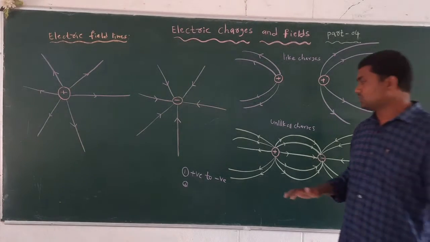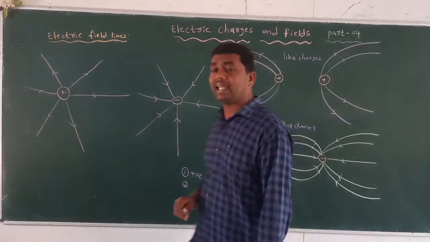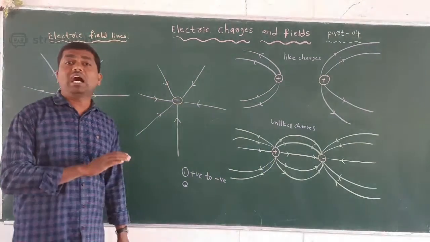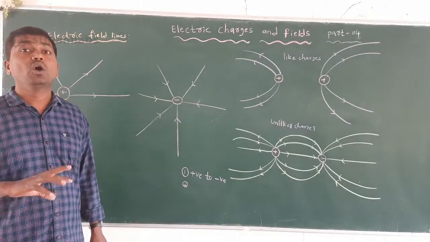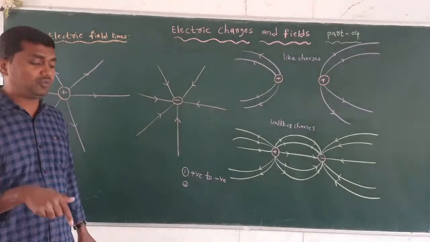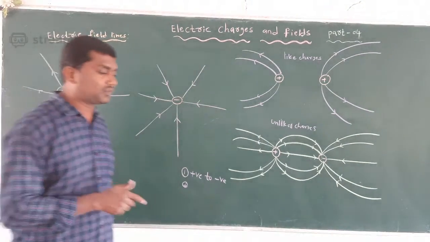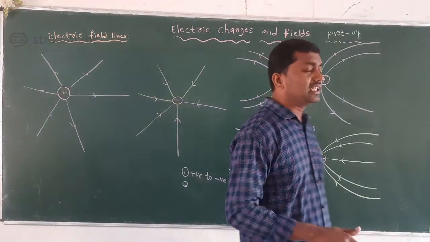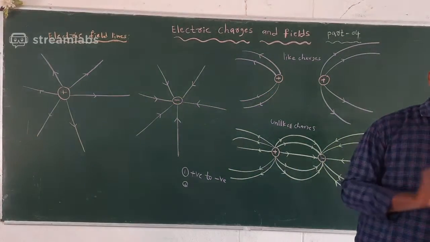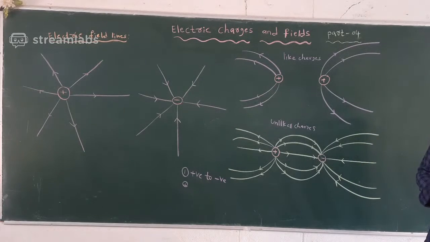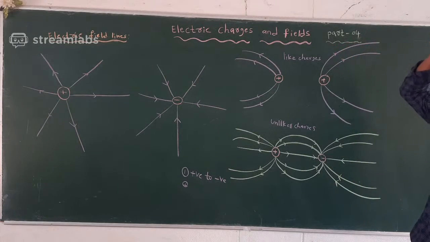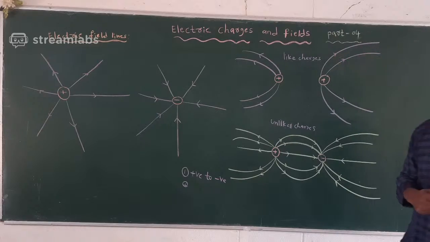And the next one is that electric field lines do not form closed loops. Why? Because the electric field is conservative in nature, so it does not form closed loops. So this is very important for very short answer questions.